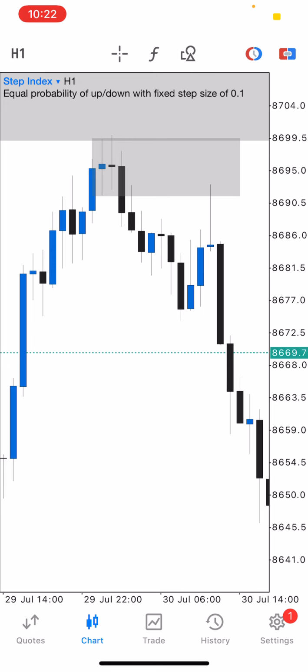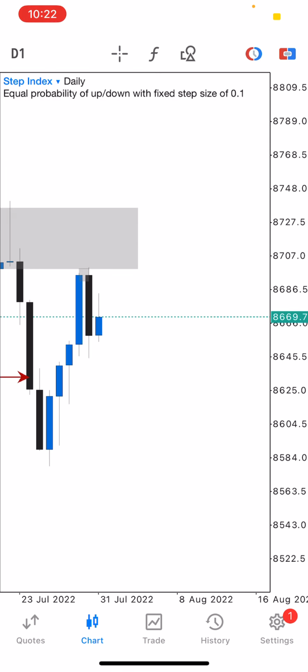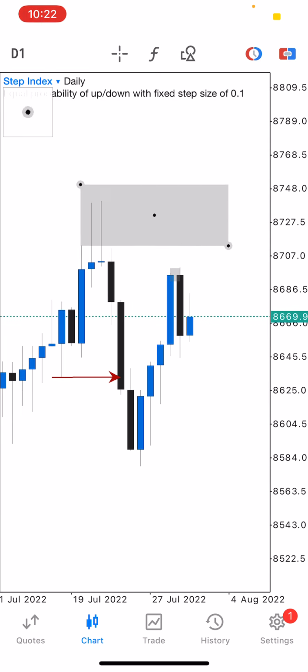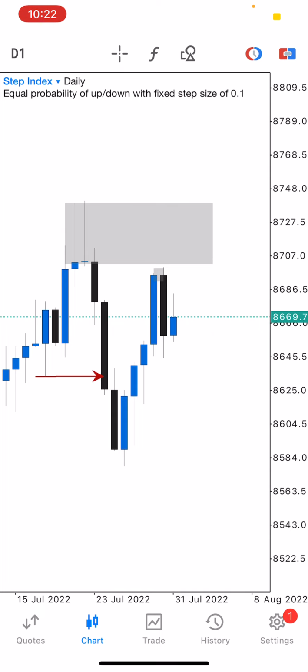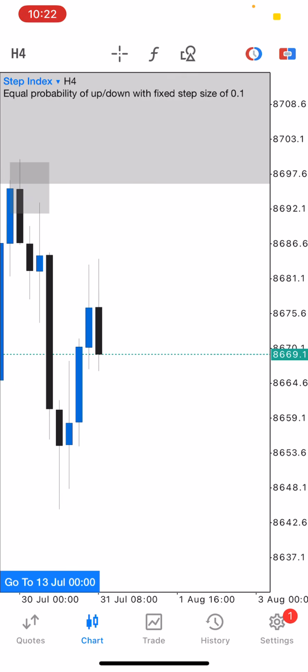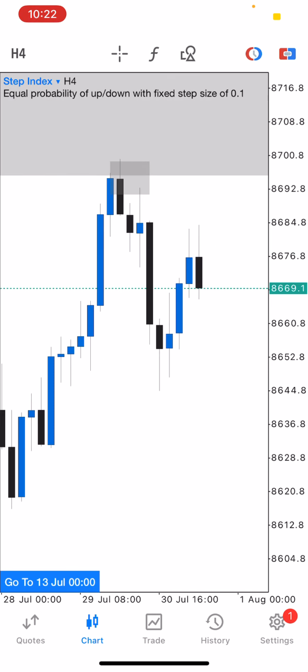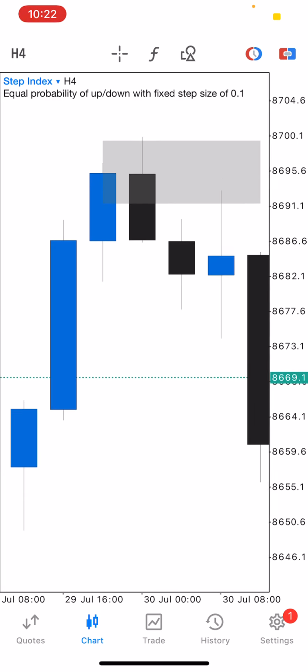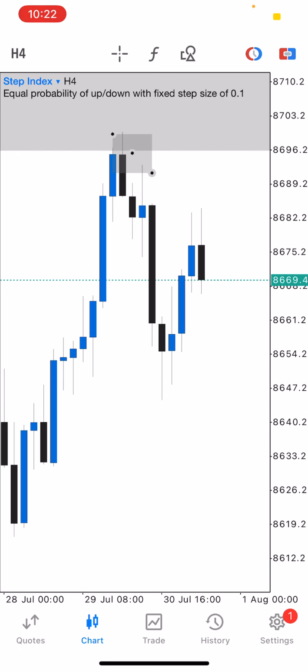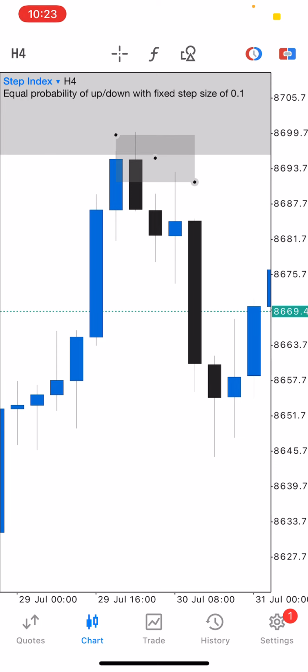Let me go over it again. This is your daily supply zone. It has broken structure. As price comes to the daily zone, you go to the 4 hour. On the 4 hour, we are only looking for what? A swing formation. And do we have our swing formation here?